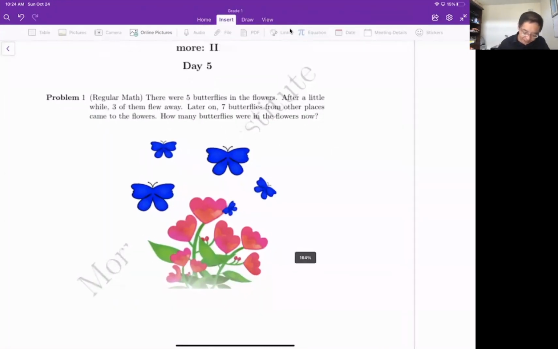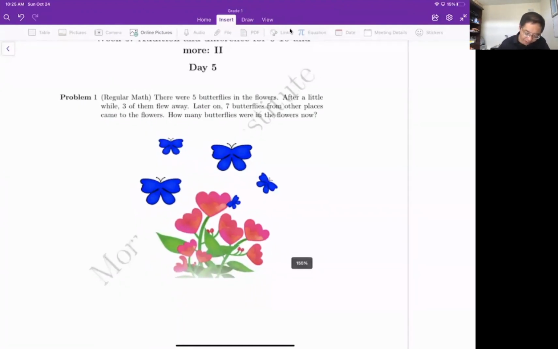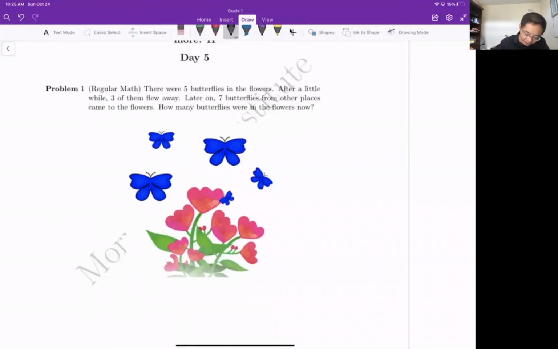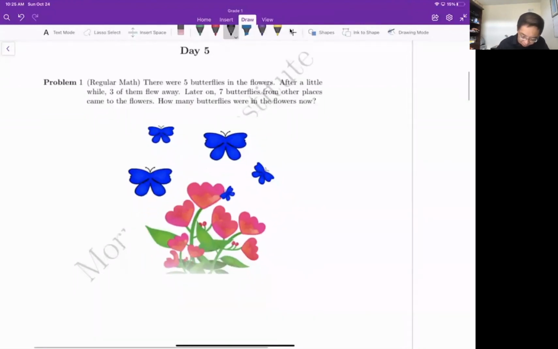Day 5, question number 1. The problem says there were 5 butterflies in the flower. After a little while, 3 of them flew away. So start with 5, and 3 of them flew away. So minus 3, so 5 minus 3 is 2 left.